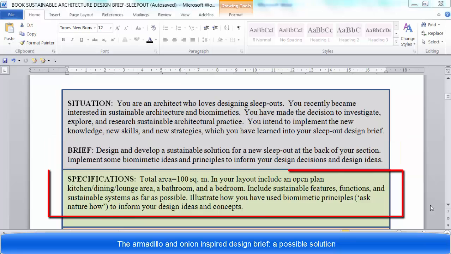Let's now look at the specifications. The total area equals 100 square meters. In your layout, include an open plan kitchen, dining, lounge area, a bathroom, and a bedroom.